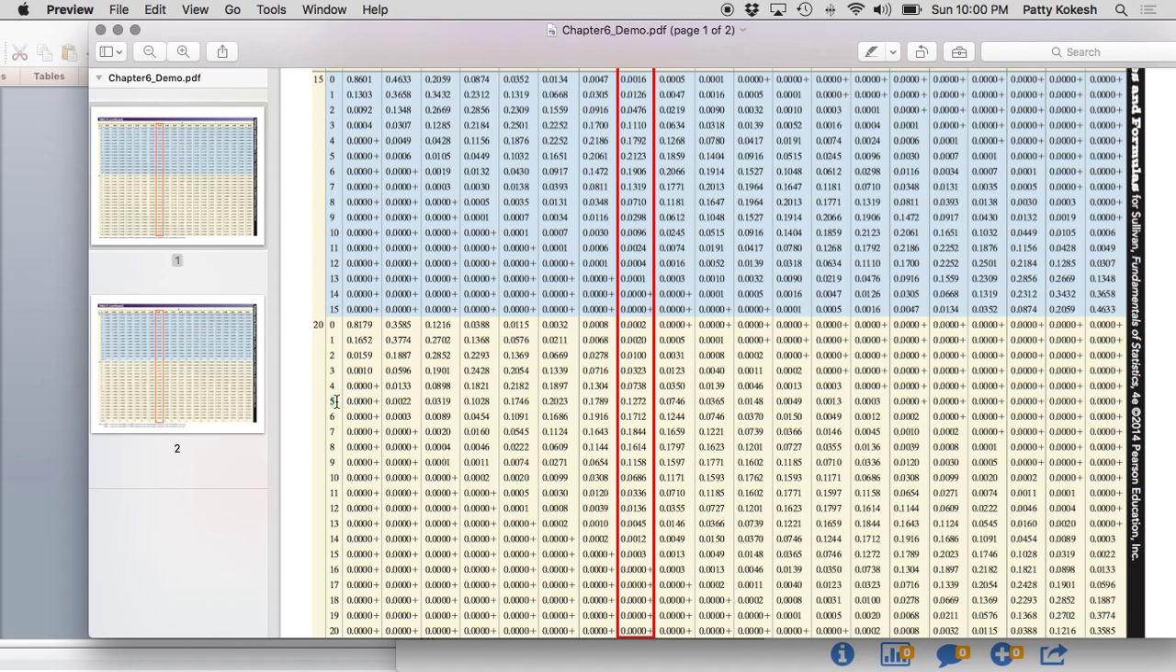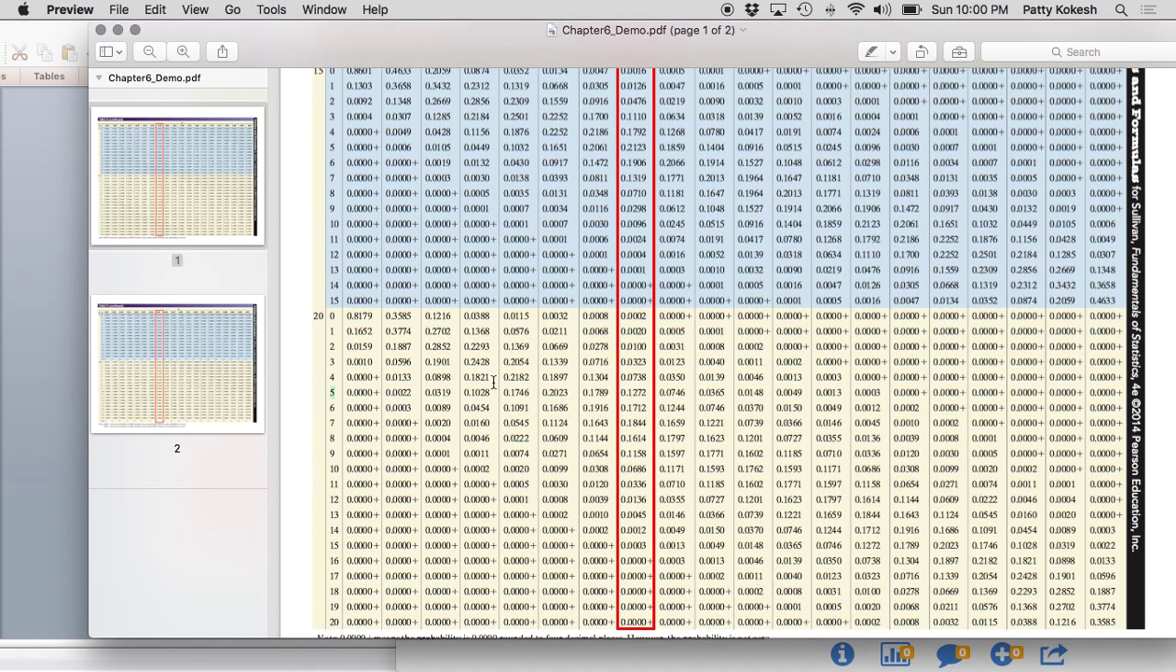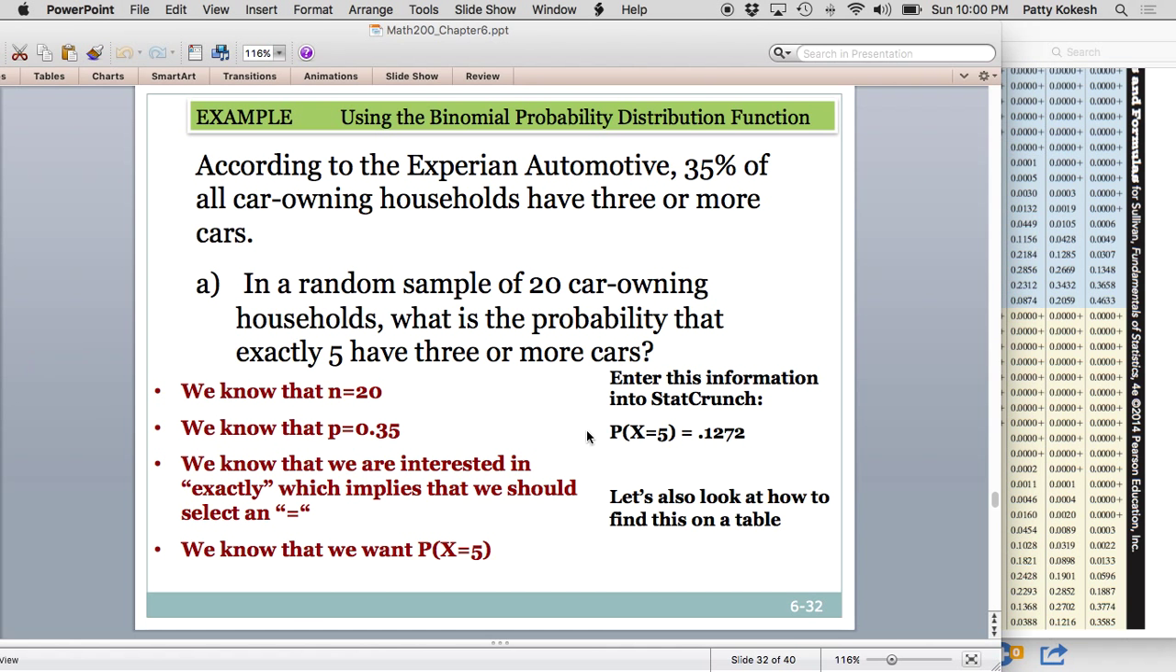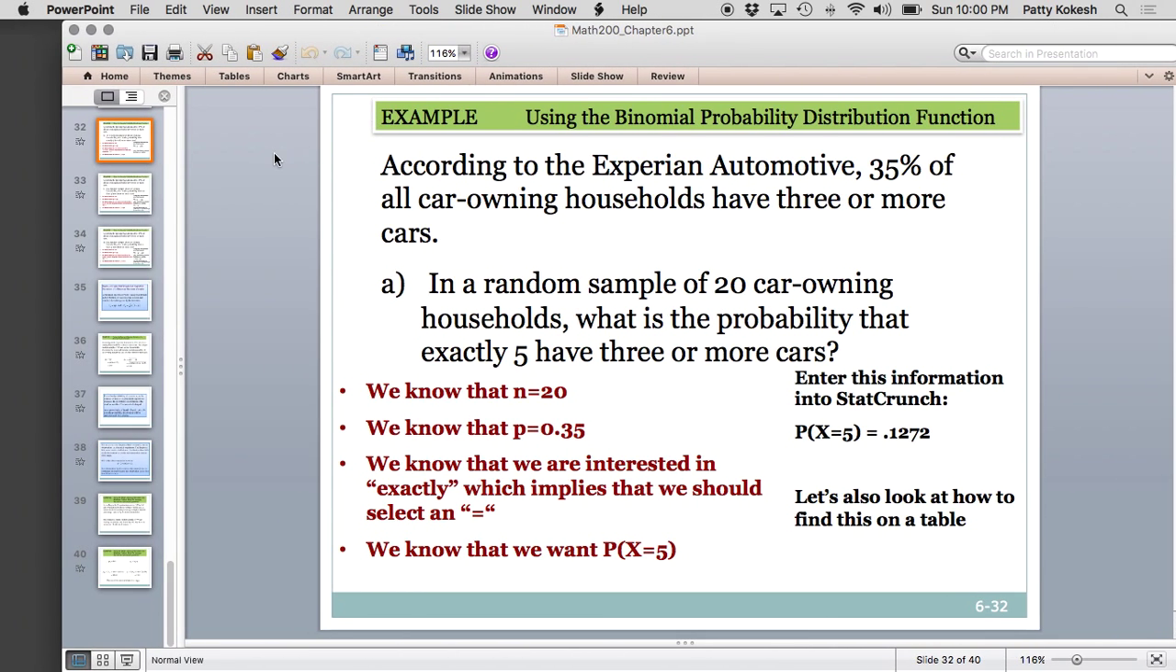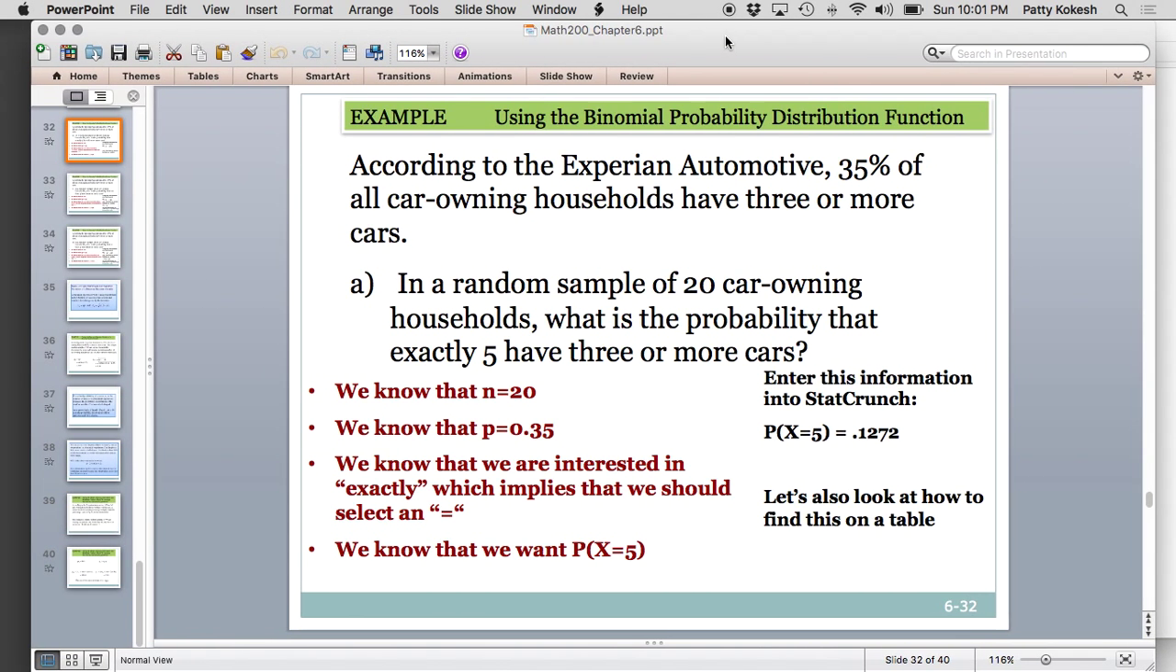So I'm going to go over to 5, and I want to look in my circled red part because that goes with my 35%. If I look at 5 and 35%, I see that I get a value of 0.1272, which is exactly what I found in StatCrunch. So the table gives you a rounded value. It's a nice thing to use if you don't have technology available to you. For the more complicated questions, I would definitely suggest using StatCrunch, but for the easy values where you have just equals to, or I'm going to show you one in a second that's a cumulative one, you should be comfortable with using those tables.